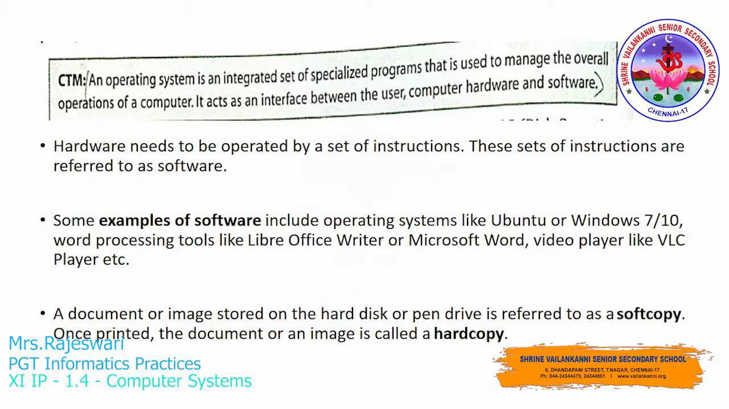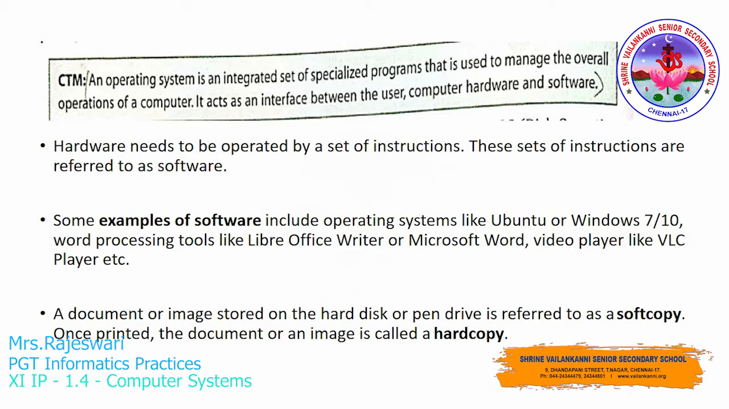And if you look at some examples of software, you can consider operating systems like Ubuntu or Windows 7 and 10, then word processing tools like LibreOffice Writer or Microsoft Word, even the Windows Media Player or VLC Media Player that you use. Everything can be considered as software.